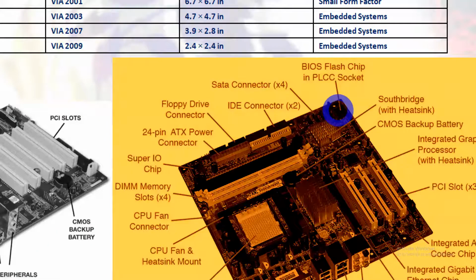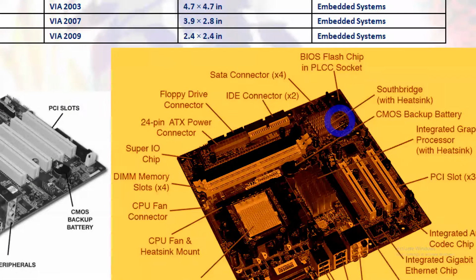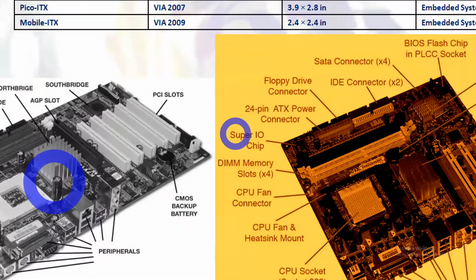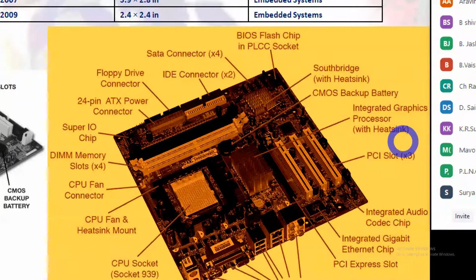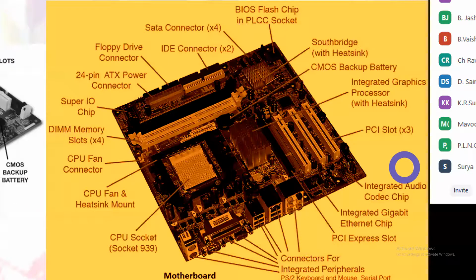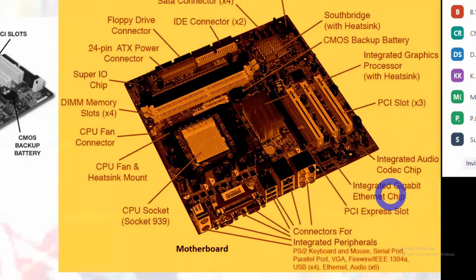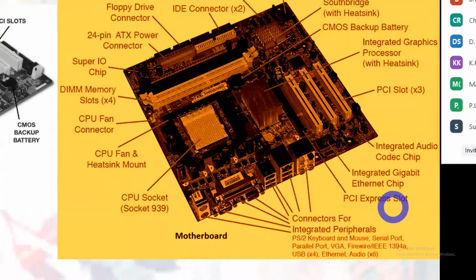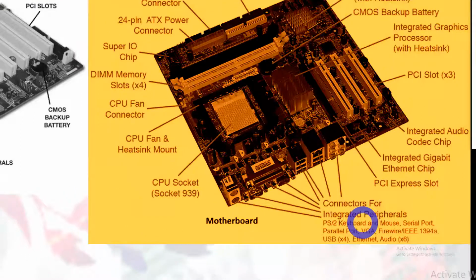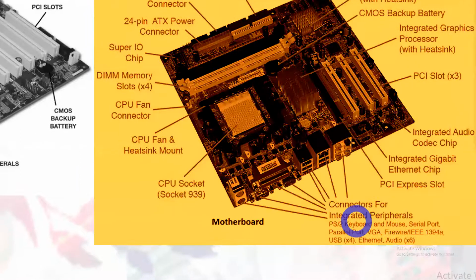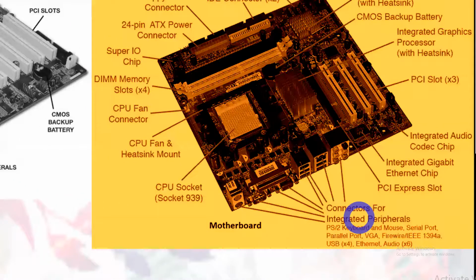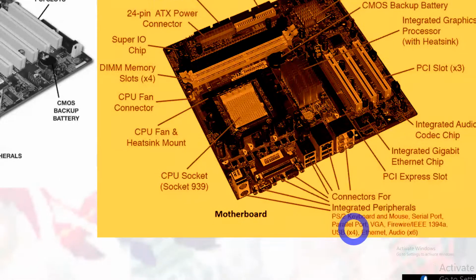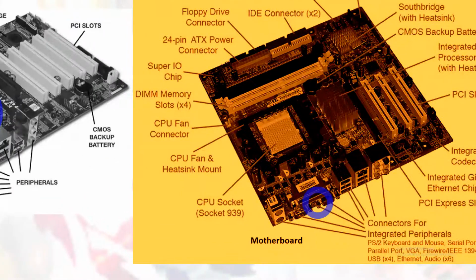Okay, so you can see the explanation in detail here. This is the BIOS flash chip in a PLCC socket. Two bridges are there, the south bridge and the north bridge, with the CMOS backup battery, integrated graphics processor, PCI slot x3, integrated audio codec chip, integrated gigabit ethernet chip, and PCI express slot. These are connectors of integrated peripherals like PS2 keyboard, mouse, serial ports, parallel port, VGA, Firewire, USB ports, Ethernet, audio. These are all what? Peripheral connectors.